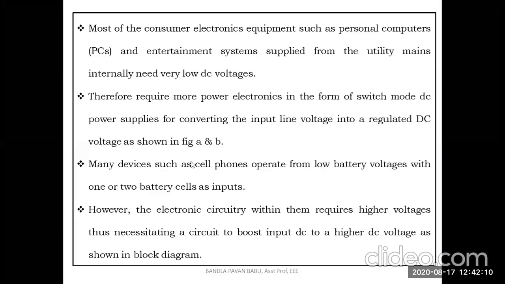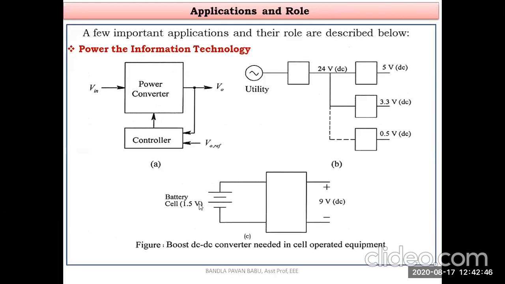Many devices such as cell phones operate from low battery voltages with one or two battery cells. Even digital cameras can operate by using four double A size batteries or triple A size batteries. So very low operating voltages. Even there we need some circuit, and we need to provide some flash, so for that also we need a circuit. However, the electronic circuitry within them requires higher voltages, thus necessitating a circuit to boost input DC to higher DC voltages.